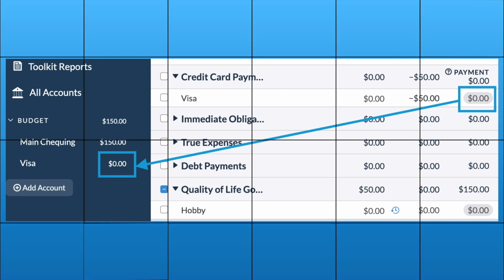And when I come back out, I can see I have 0 in my credit card payment category, and I owe 0 to Visa. Now we've all had that scenario where we go and make a purchase, but we don't have any money in our category. We didn't think we were going to need anything, and we need that. So let's see what happens when there's no money in your category, yet you still make a credit card purchase.